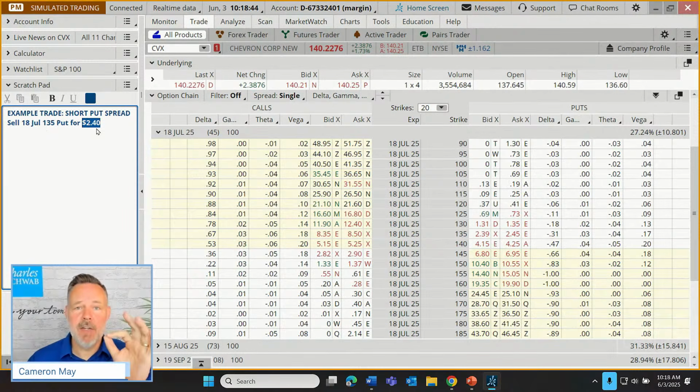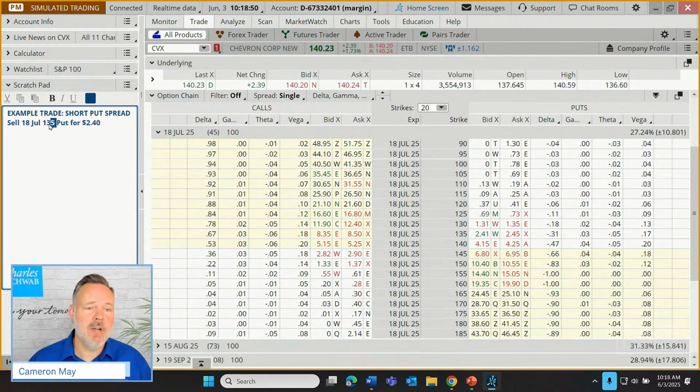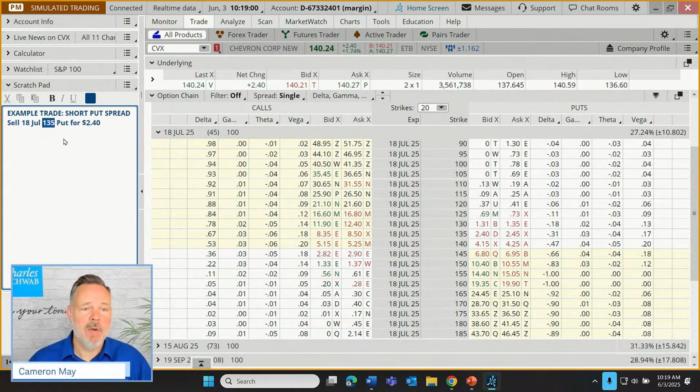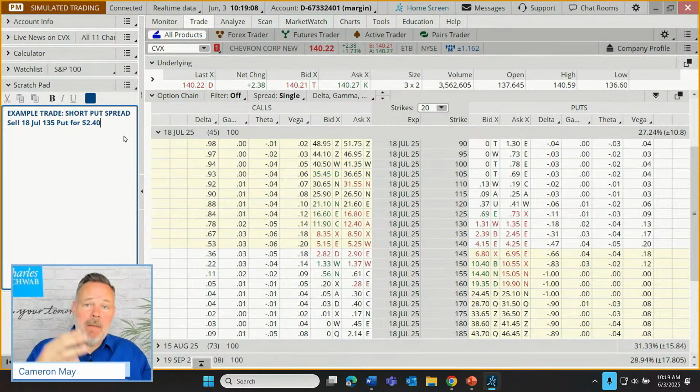So that's the motivation for the trade, but it comes with an obligation that someone else has the right to sell shares to us for $135 per share through the 18th of July. Even if those shares collapse in value, we still have a contractual obligation to pay $135 for those shares. So that can be a tough pill to swallow for somebody that doesn't want that much risk to the downside.